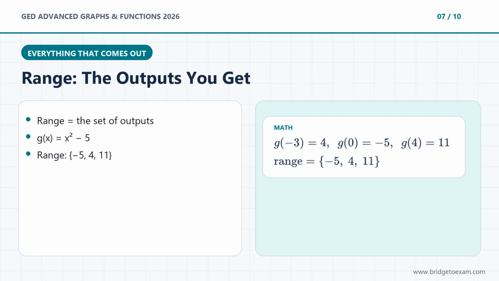Take g of x equals x squared minus 5. Feed in -3. 9 minus 5 is 4. Feed in 0. 0 minus 5 is -5. Feed in 4. 16 minus 5 is 11. So the range for those inputs is -5, 4, and 11.